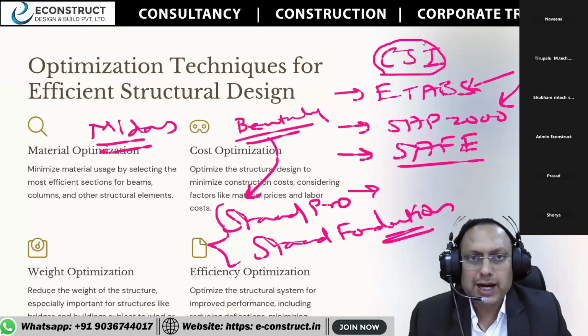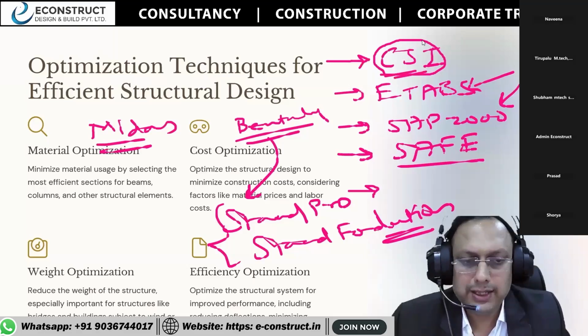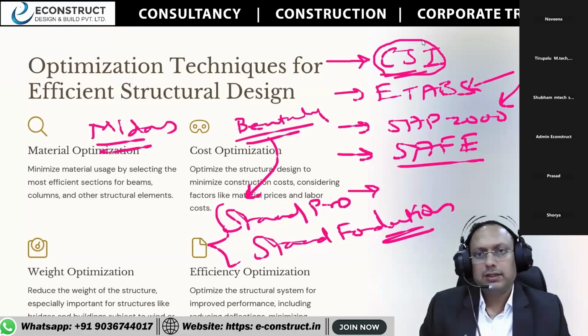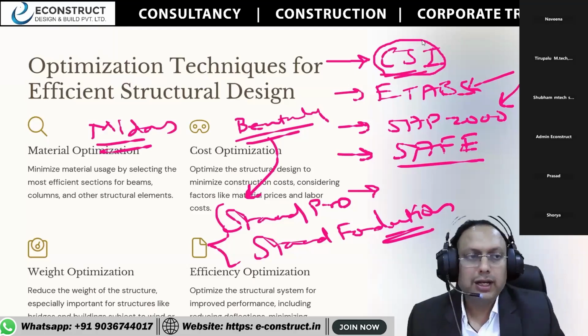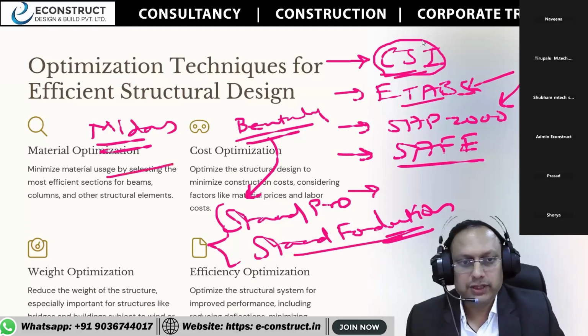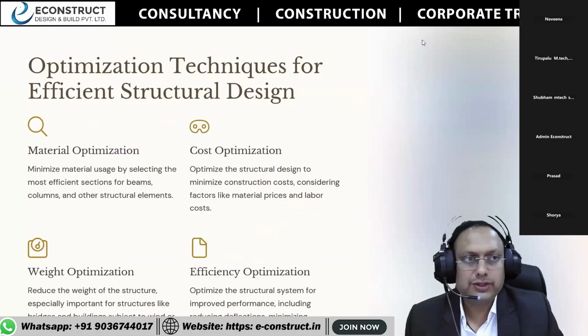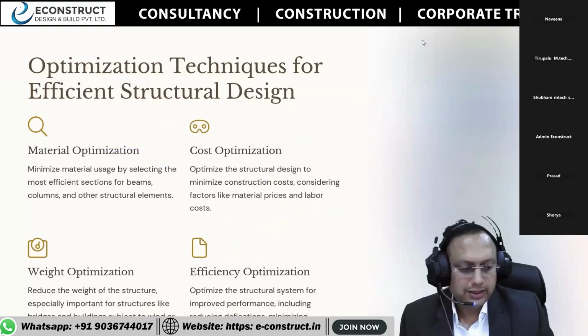So start thinking in only one area. Let's say CSI, then only learn the CSI related programs. That would be really helpful for you. If you learn ETABS, Midas, and STAAD Foundation all together, no use, right? So like that, on a sequential basis, you need to start learning.